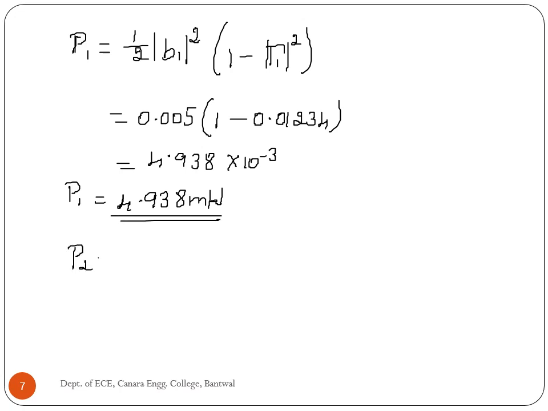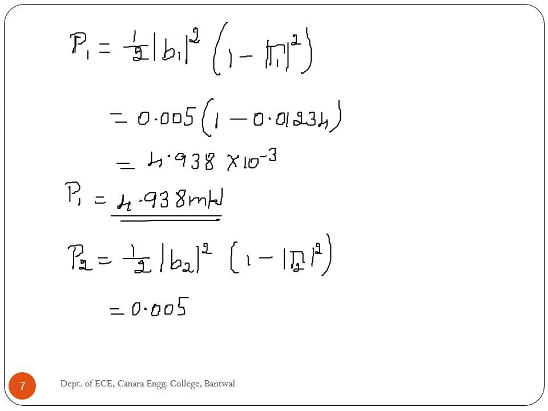Similarly, P2 is equal to 1/2 B2 square times 1 minus square of reflection coefficient at port 2, which is equal to 0.005 times 1 minus 8.2694 into 10^-3, which is equal to 4.9586 milliwatt.